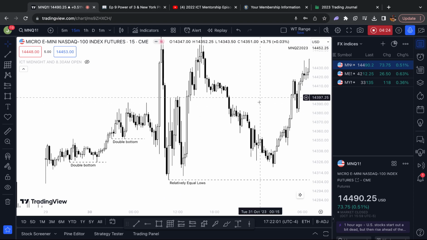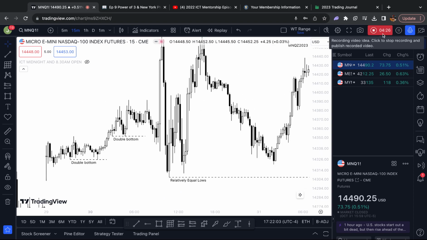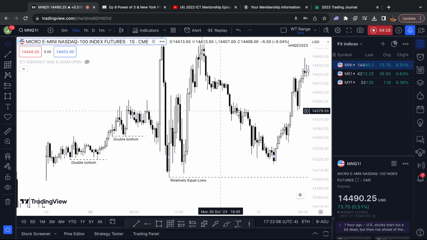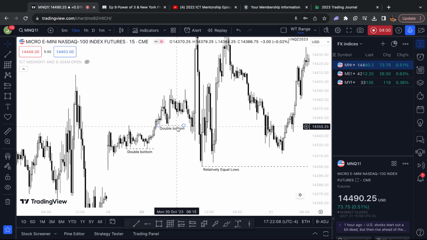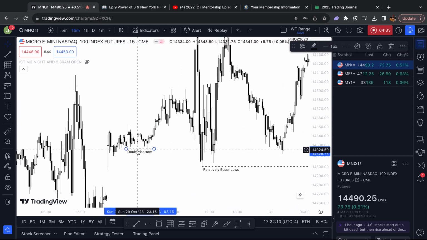Unfortunately, since I'm recording this on TradingView, I can't really go into another tab. Or I can, but I don't want to mess up the recording and stuff like that. I've already been doing this.